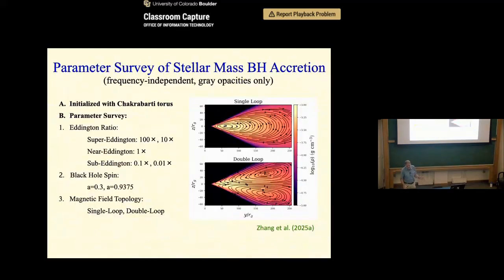And so what we've been using lately is a survey of radiation-dominated black hole accretion flows around stellar mass black holes, where we can use frequency-independent gray opacities only. We only need one frequency bin to model these systems because they're so hot, everything is ionized, and gray opacities are accurate in this regime. And we've been studying initial conditions involving these thin tori, so-called Chakrabarty tori, with different initial magnetic field topologies. We've been evolving the flow into super Eddington, where you're many orders of magnitude larger than the Eddington limit, near Eddington and sub-Eddington flows, also studying different black hole spins and different magnetic field topologies, to try to understand the basic properties of radiation-dominated accretion flows around black holes in this regime.